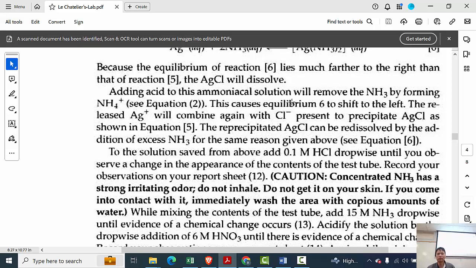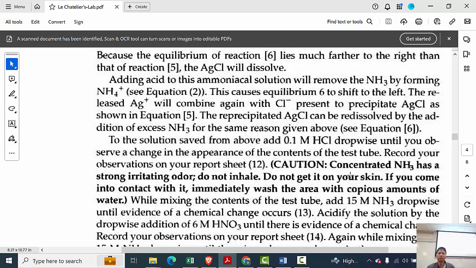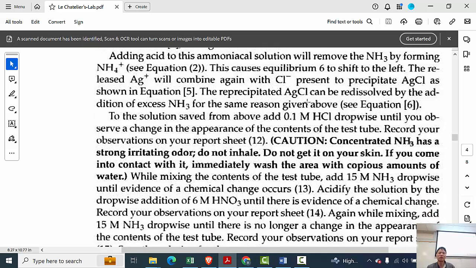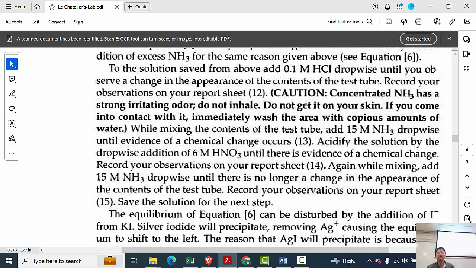And so be careful with that. Even though it's a weak base at this concentration, you've got to be careful. I guess we're also going to acidify with nitric acid, so we have to be careful with nitric acid as well. But anyway, we're just going to follow these steps.